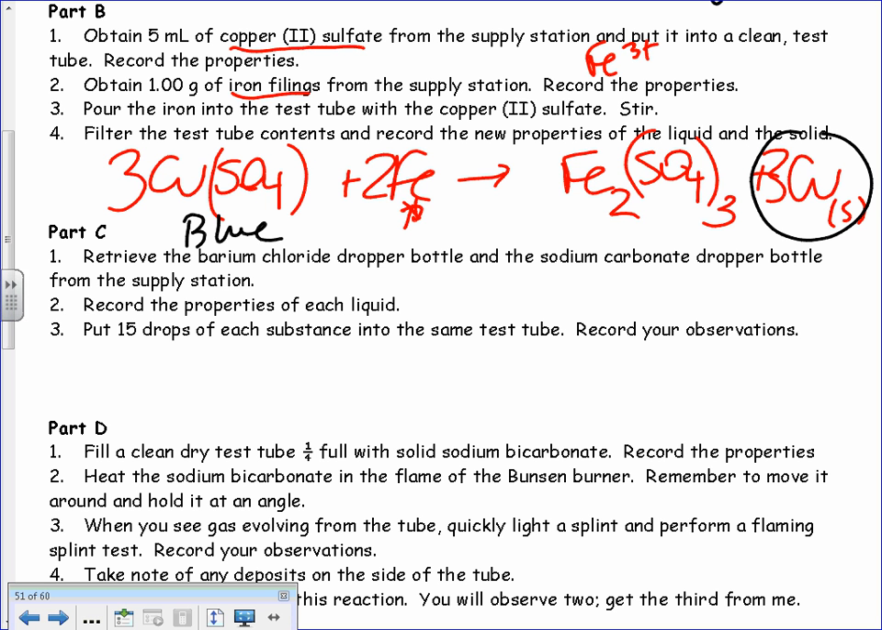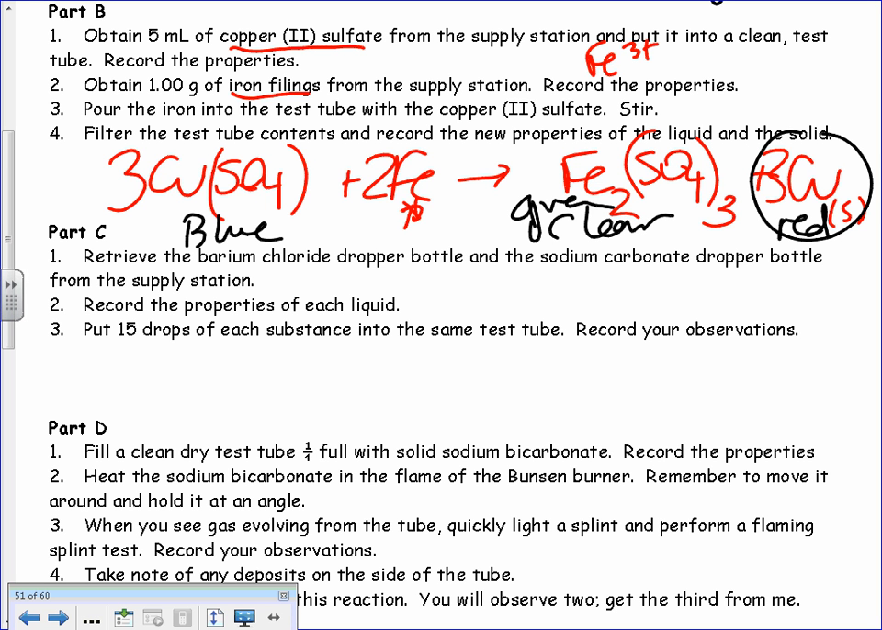Some made kind of a green or a clear color. And that's just the iron 3 sulfate that's floating around, which doesn't have a pretty blue color like the copper does. This is kind of clear-ish, kind of green, and this was just copper in color, kind of red. So don't think that it's just the iron changing color. It's literally a new compound. That's what chemical reactions are. They make new compounds. Okay, next.